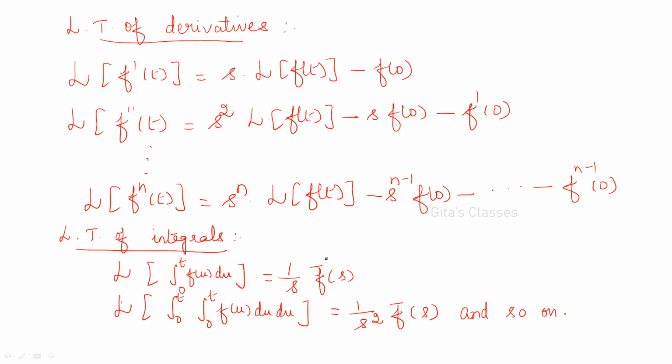Already I have told you, multiplication of t you relate to differentiation, and division you relate to integration. So here also integration means divided by s. Here, differentiation is multiplied by s, and so on. Similarly, integral 0 to t, integral 0 to t, if you have it twice, then 1 by s squared into f bar of s, and so on. That is, without this integration you find the Laplace transform of the integrand and divide it by s squared, if it is twice.